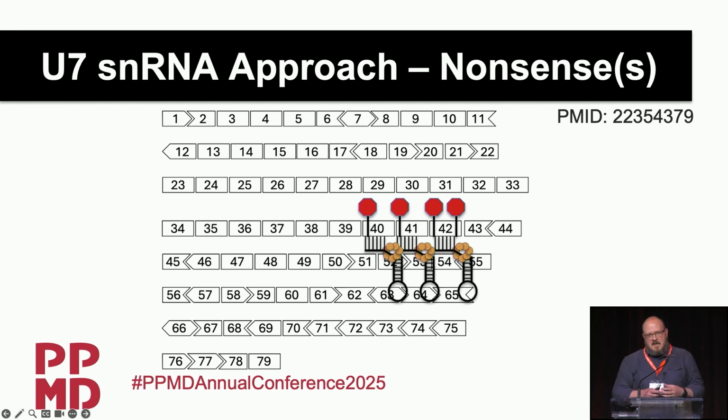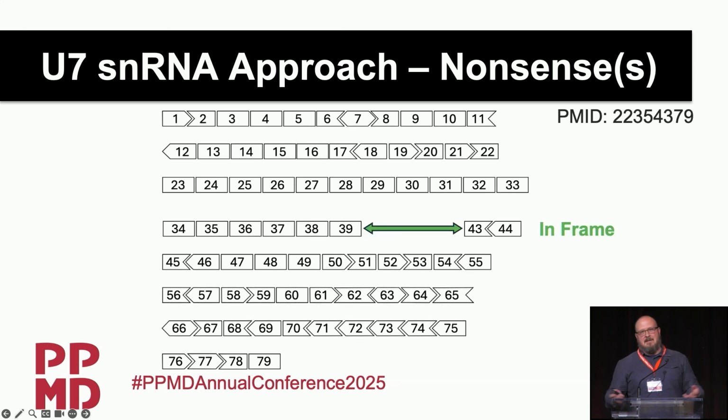You can also, because the therapeutic cargo is so small, fit several of these snRNAs into one AAV, and you can actually target several exons. And if these are mutations that exist, here I have shown exons 40, 41, 42, and 43, you would stay in frame and be able to remove all of them.